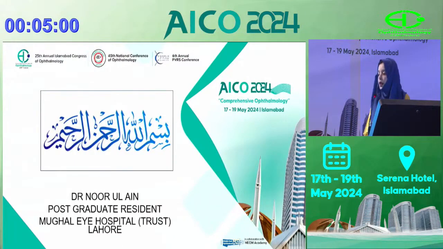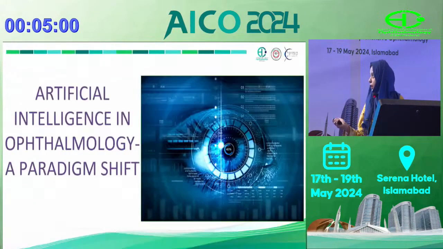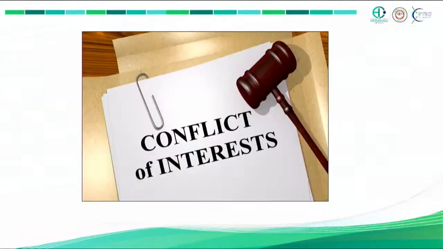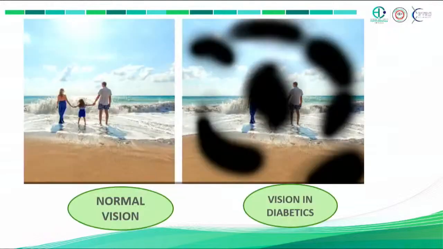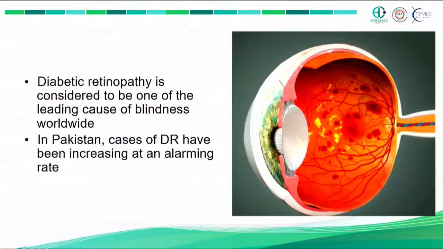My name is Dr. Noor. I am a postgraduate resident at Mughal Eye Hospital, and today I will be discussing artificial intelligence in ophthalmology, a paradigm shift. I declare no conflict of interest for my presentation. If you see this picture, on the left-hand side is a normal vision, and on the right-hand side is a vision of a patient of diabetic retinopathy.